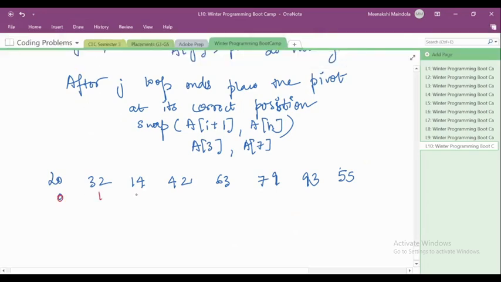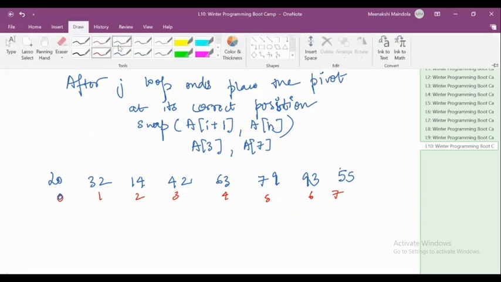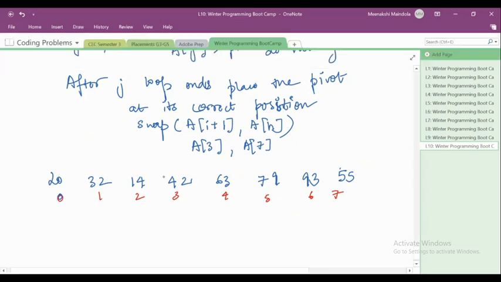This is 0, 1, 2, 3, 4, 5, 6, and 7. Now what happens after the j loop ends? What you said is that I have now placed this pivot at its correct position. So this pivot is at its correct position. So now you are going to consider this sub-array differently and this part of the sub-array differently.